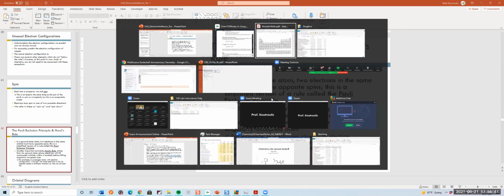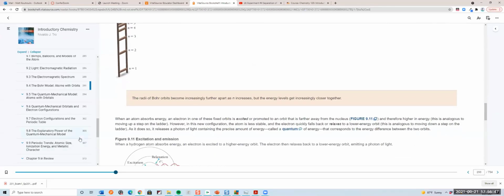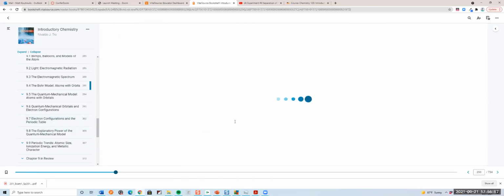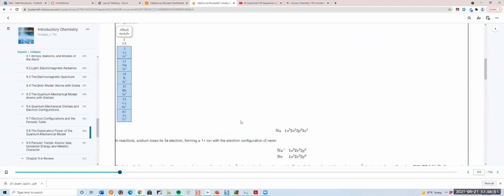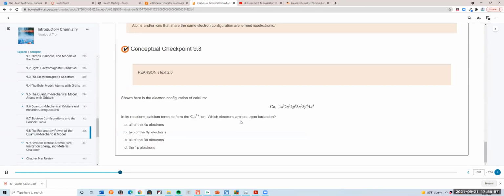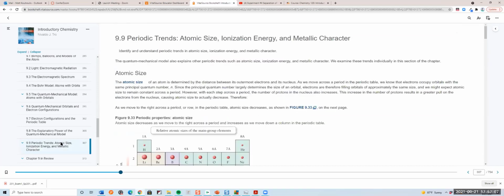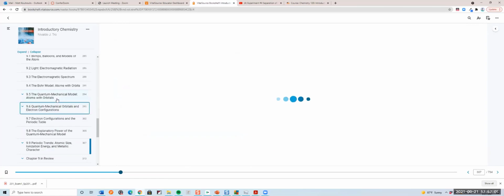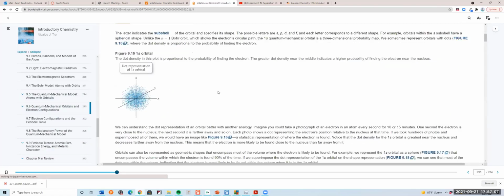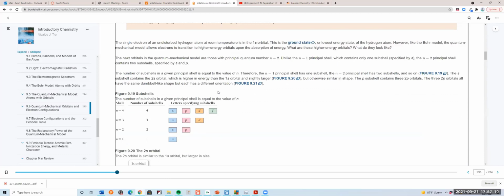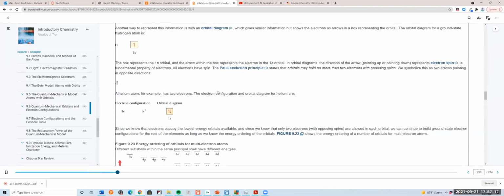Let me double check and see if that's in the book. Yeah. Pauli exclusion principle. Should be. Maybe not. Anyway. Yeah, I think he leaves it out. There it is. The exclusion principle. All right. In section 9.6.